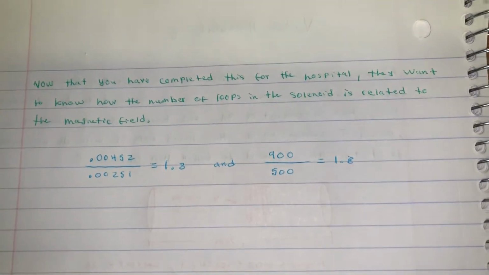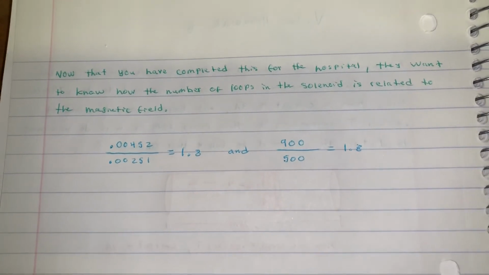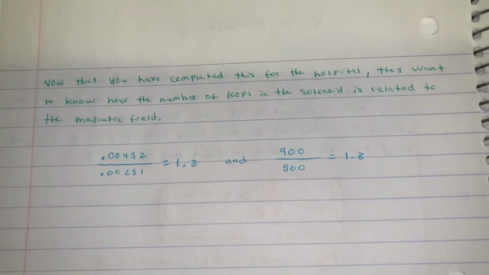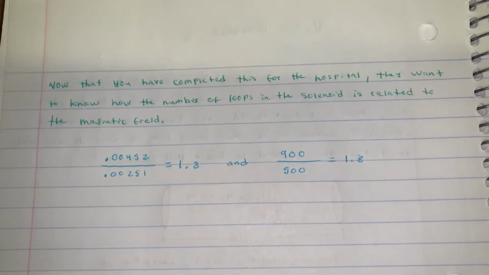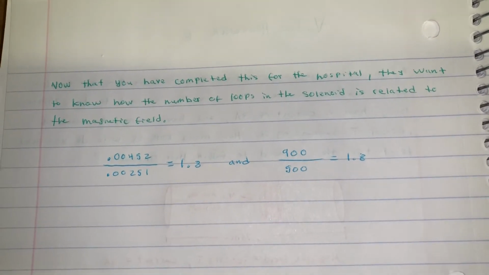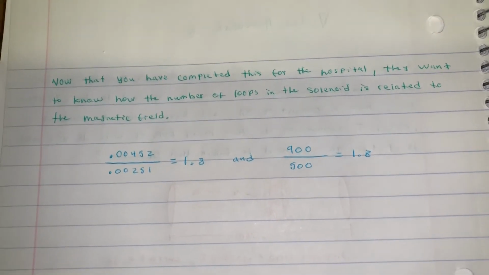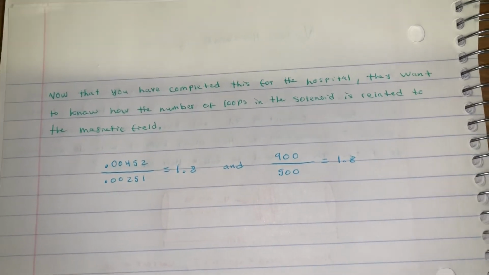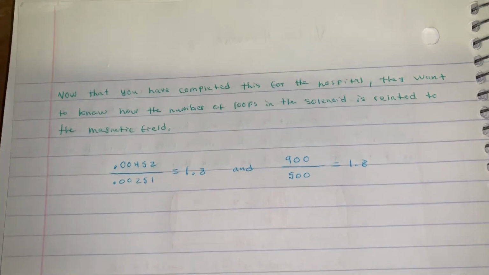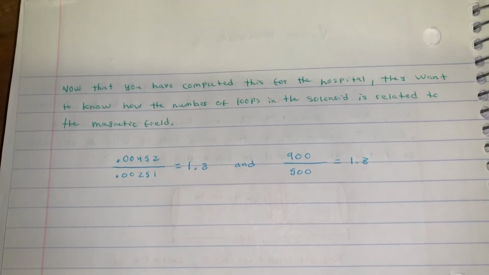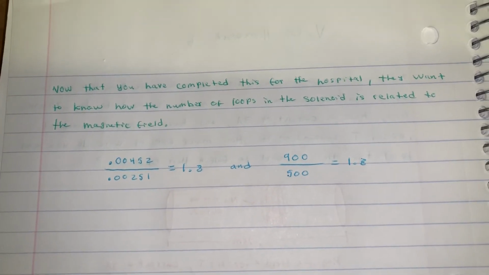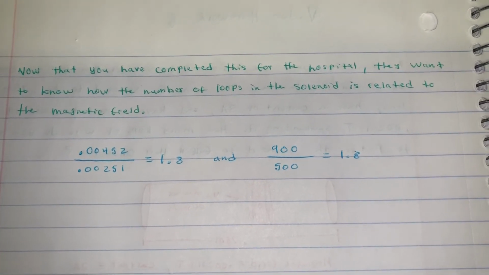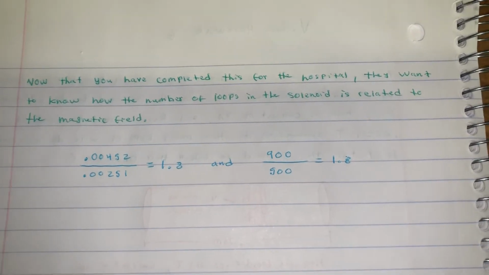And then on the other hand, when we compare the 900 loops to the 500 loops, we also get a ratio of around 1.8. So that means that the magnetic field of a solenoid is directly proportional to the number of loops in that particular solenoid. So now, when the hospital wants to change their solenoids in the future, they can use this 1-to-1 ratio to calculate it. So you did a great job helping the hospital out.